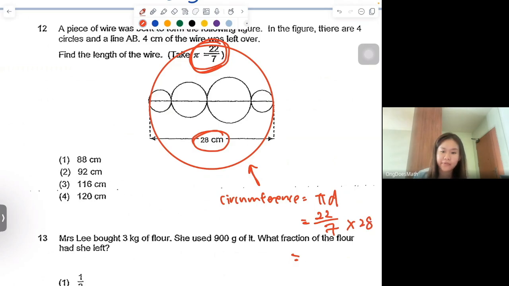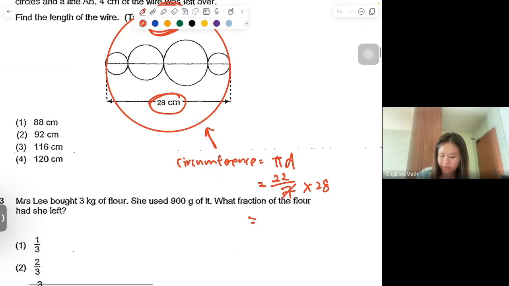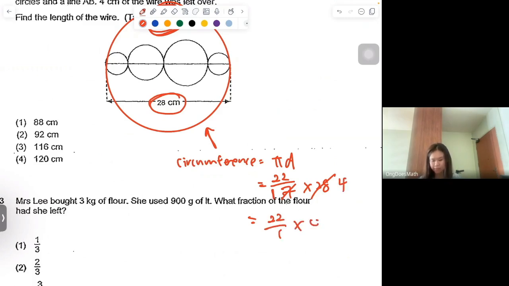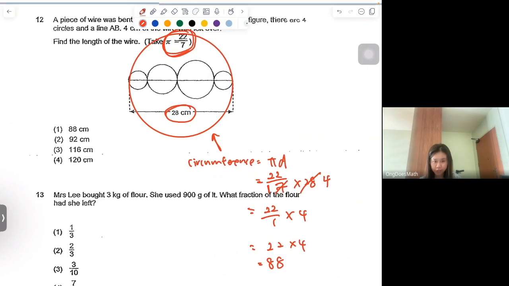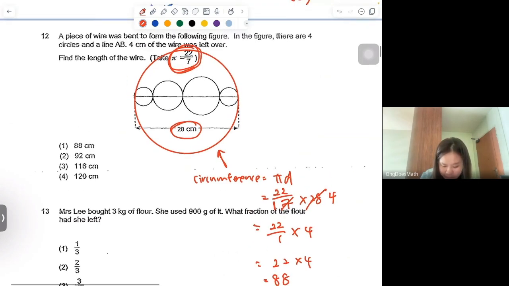So now you can simplify things. Both are divisible by 7. 7 divided by 7 gives you 1. 28 divided by 7 gives you 4. So now you have 22/1 times 4, which is 22 times 4. That gives you 88. And hence the answer is not 88, because don't forget the 4 cm you were left over with. So just take 88 plus 4, which is 92. So the answer is option 2.